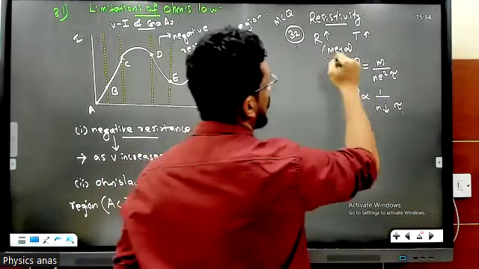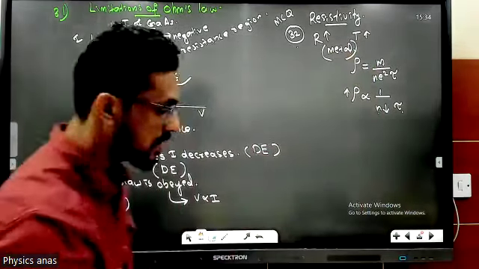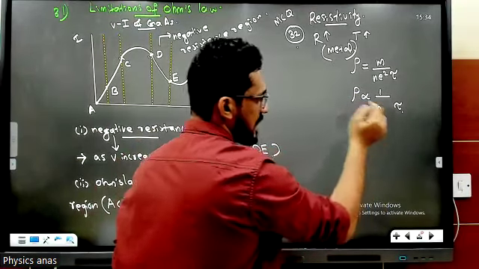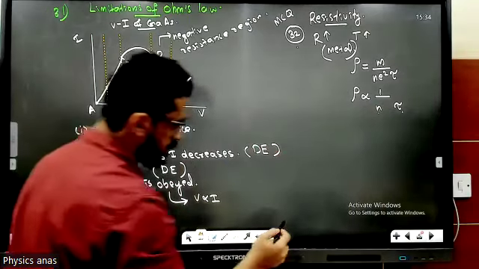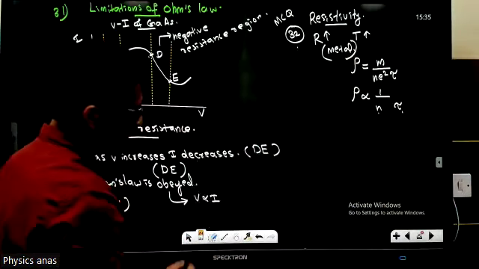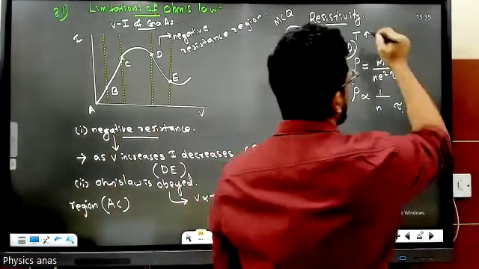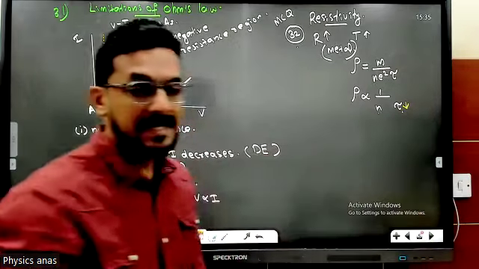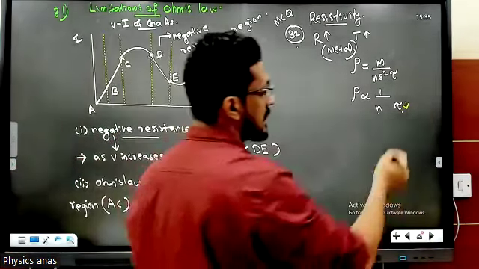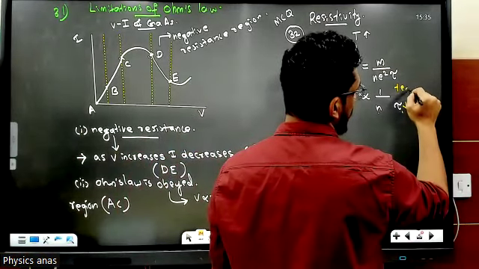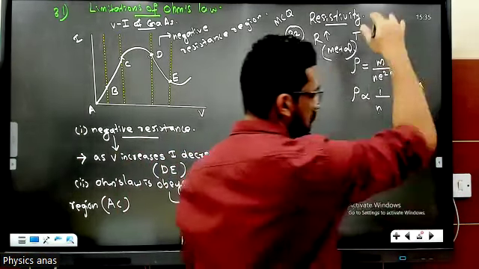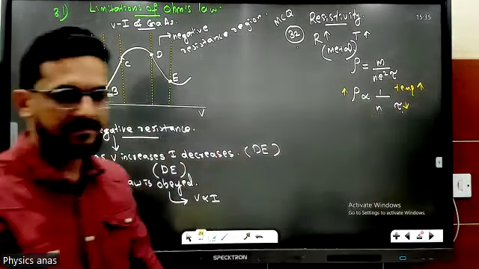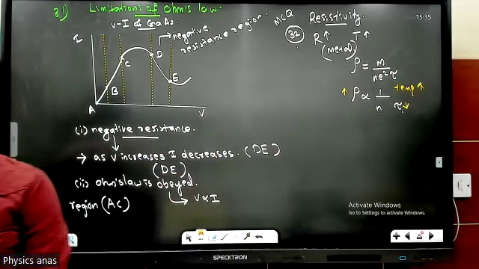But we are talking about the case of metals. In metals, you cannot change number density. So, what is happening in metal? As temperature increases, relaxation time decreases. If relaxation time decreases, resistivity increases. Right? So that will be the answer.